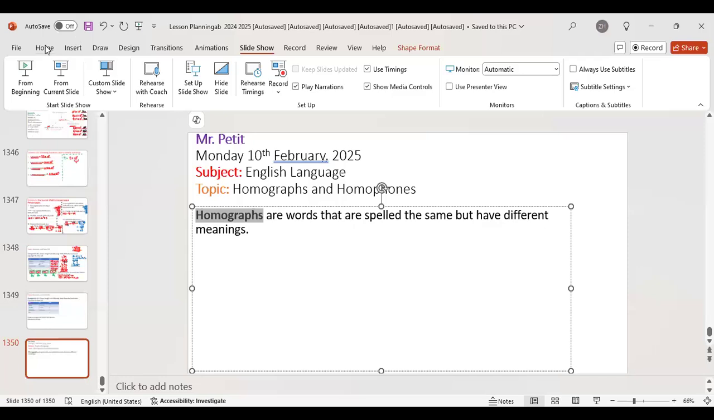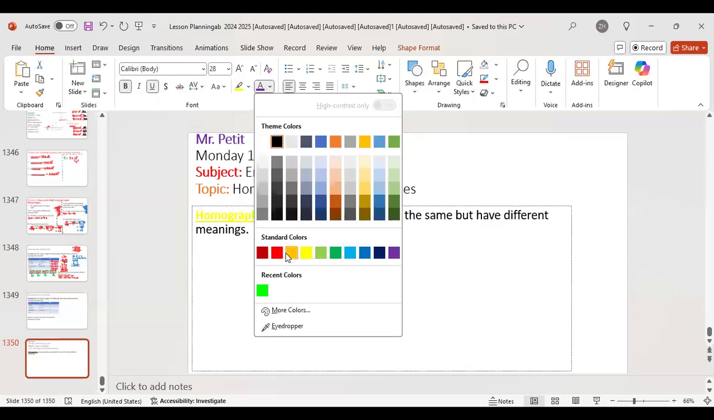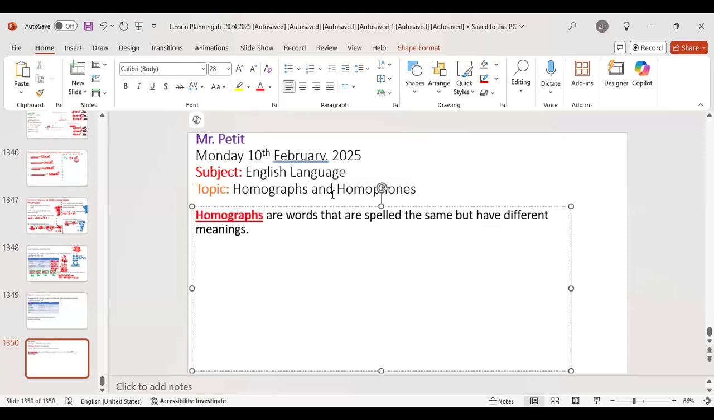Antoine, what do we mean by homographs? Homographs are words that are spelled the same but have different meanings. Very good. Spelled the same, but they have different meanings. Okay.